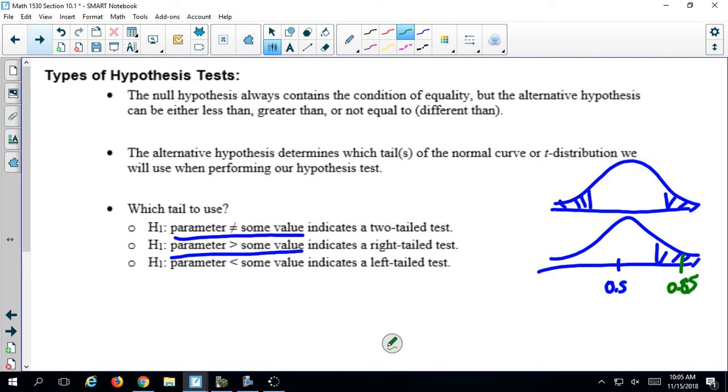Our sample proportion is 0.85, which is way over here in this right tail. And this is where we say, if we get past that line, that's far enough. Okay. How do we know where this is? We'll find a critical value, just like we did for confidence intervals.